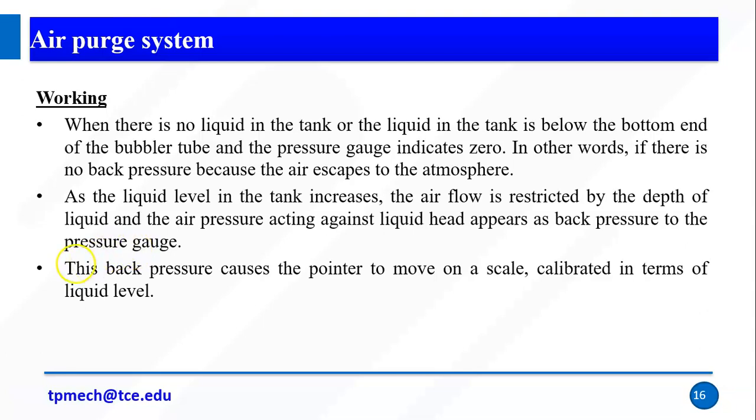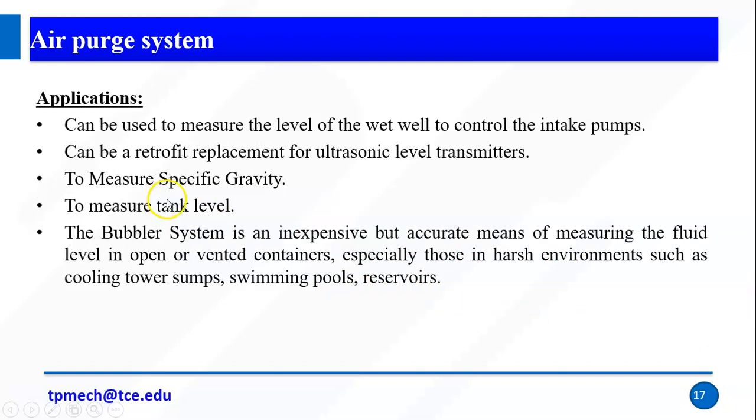In the same way, as the liquid level in the tank increases, the airflow is restricted by the depth of the liquid, and the pressure acting against the liquid head applies the back pressure to the pressure gauge. That back pressure causes the pressure indicator pointer to move on a scale calibrated in terms of the liquid level.